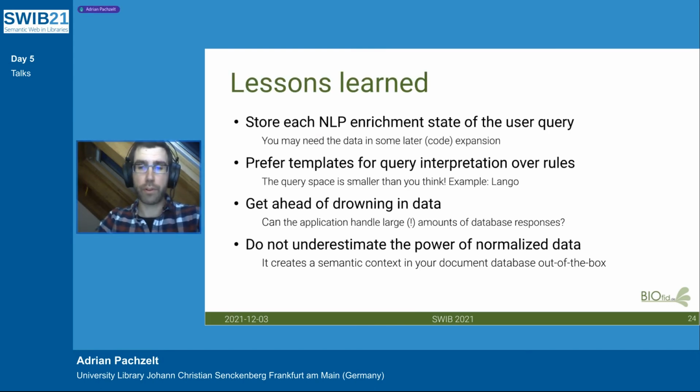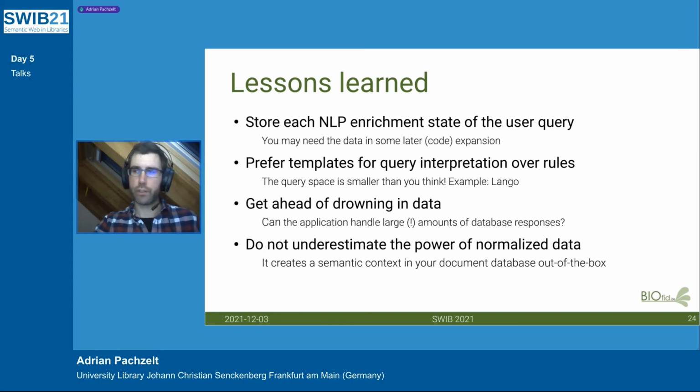What are the lessons learned from all this data back and forth? If you are doing a semantic search on your own, see that all your NLP enrichment stages of your user query are stored somewhere. Even if you don't use them now, you probably will use them later for an expansion. You should prefer templates before rules. You can do natural language processing, that's totally fine. However, I would suggest using natural language processing in combination with templates, because rules are very, very hard to maintain. There is an example called Lango. It's a GitHub repo. That's a very good approach to how you can combine natural language processing and templates.